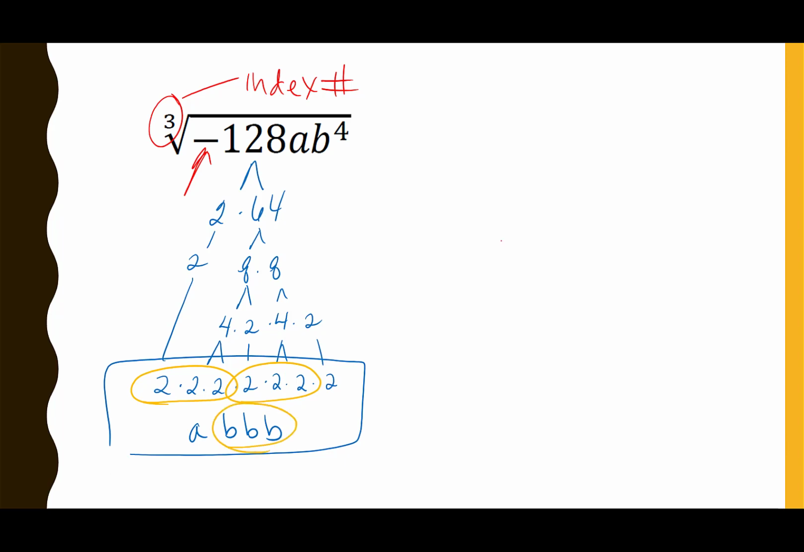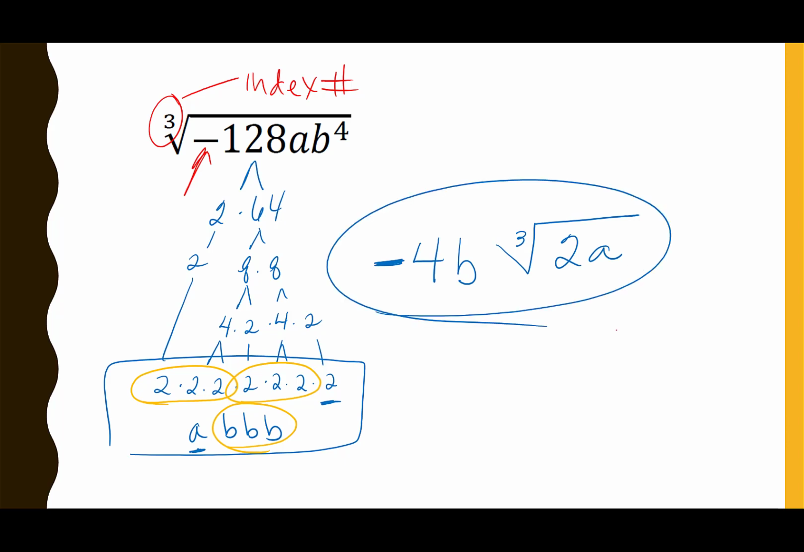All right, so now when we go to do our answer, go ahead and draw back the cubed radical symbol, and let's go ahead and mark that this is going to be negative. We circled 2 groups of 2, and so we're going to represent it with just one 2 per group, and so 2 times 2 is 4, and then we had a single b. Inside the radical, the numbers that did not have a group of 3 remain under the radical, and so the final answer is negative 4b times the cubed root of 2a.